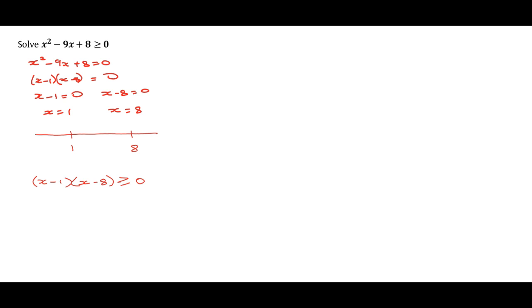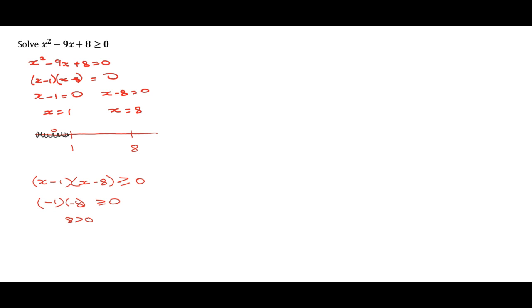So let's look at this region first. Let's use the value 0. 0 minus 1 is going to be minus 1. So we have minus 1 multiplied by minus 8 greater than or equal to 0. So 8 is greater than 0. So this is a good region. Let's shade it with a different color. So this is an acceptable region right here.